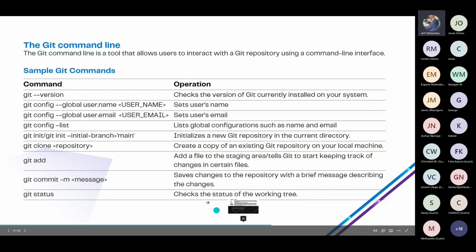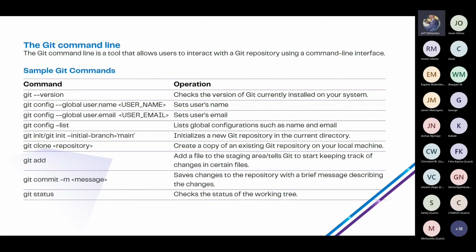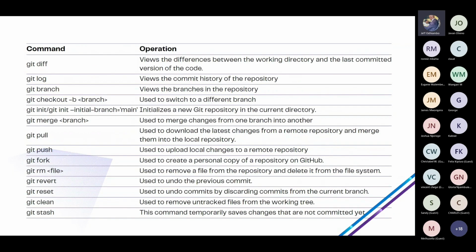Another thing that we want to talk about is git status. I've shown you how it works. It is used to check the status of the working tree. We have git diff. Git diff is used to show the differences between the working directory and the last commit version of the code.